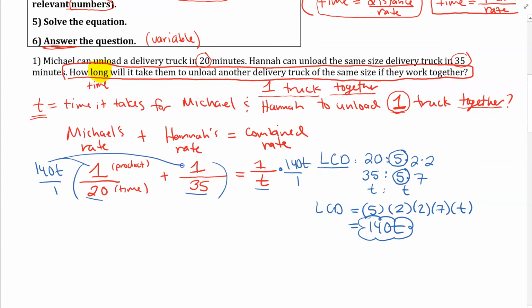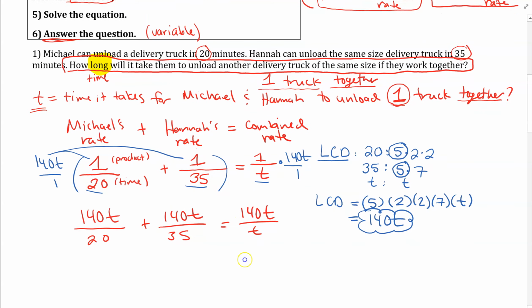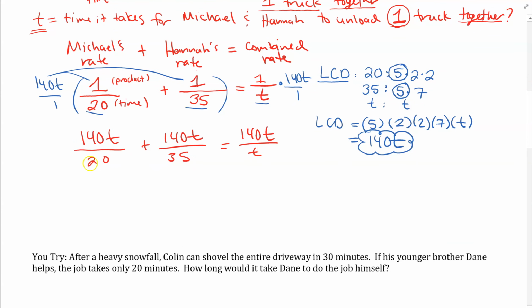So that means I'll have to distribute. So when I do that, I get 140t times 1 over 20 plus 140t times 1 over 35 equals 140t times 1 all over t. And then I can simplify. 20 can cancel. It can go into 140 seven times.